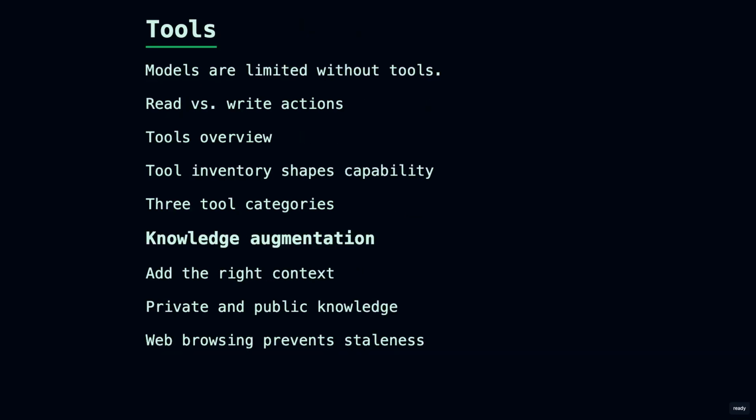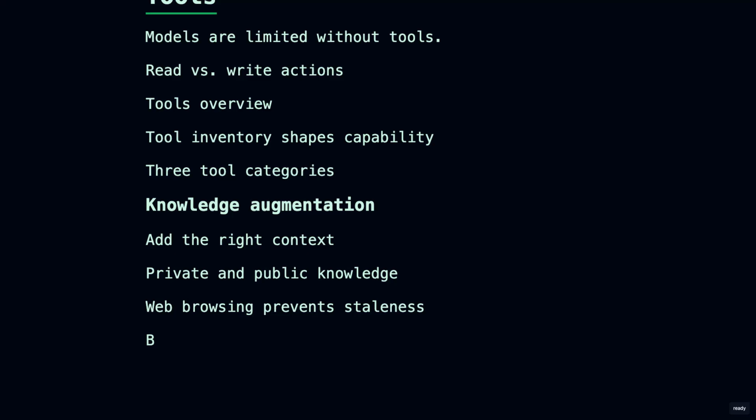Web browsing is important because models can become outdated as training data ages. With access to current information, the agent can answer questions about news, weather, prices, events, and other fast-changing facts. Here, web browsing means more than a literal browser. It also includes search APIs, news feeds, and platform APIs such as GitHub or social media services.